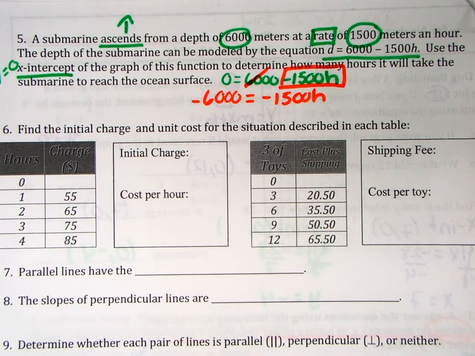The last and final step to get h all by itself is going to be to divide both sides by that 1,500. And don't forget it's negative.